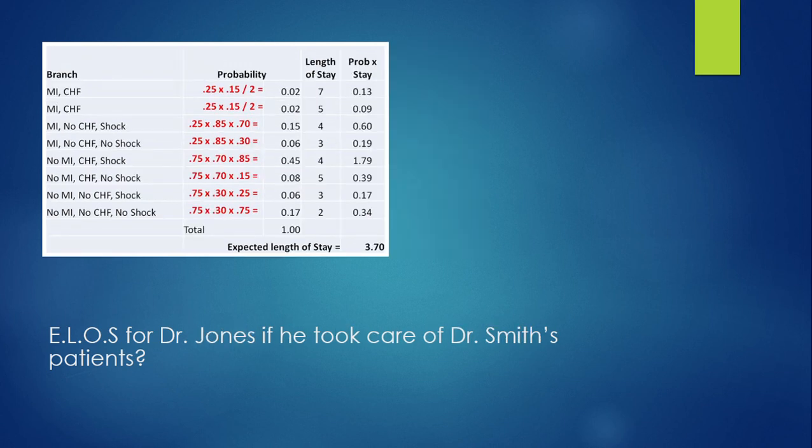So this final slide is just like the last 3. Again, lots of math involved. We have to look at the patterns to find the probability, and then once we get the probability, we multiply that by the length of stay, and then we're going to get a number from that. We do that for each of the patients. We add it all up, and then we'll get the expected length of stay for Dr. Jones.